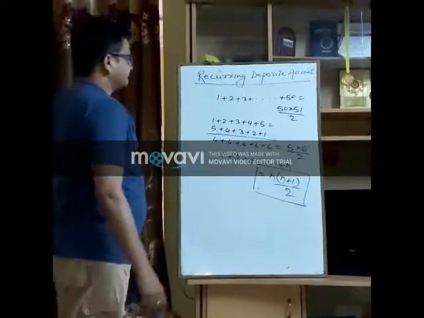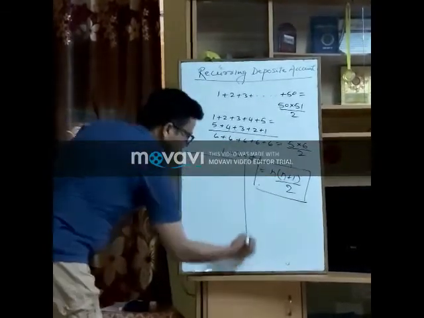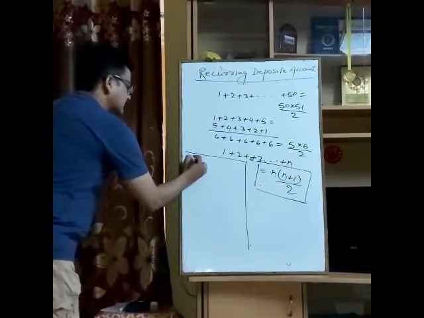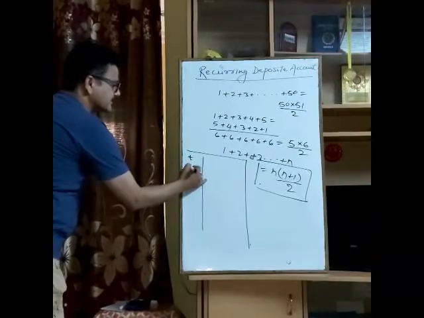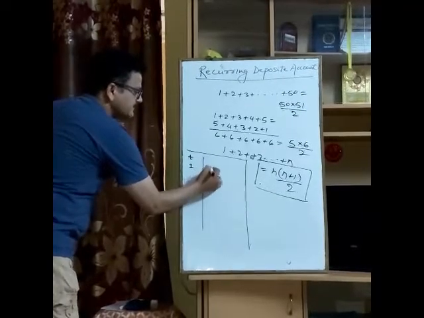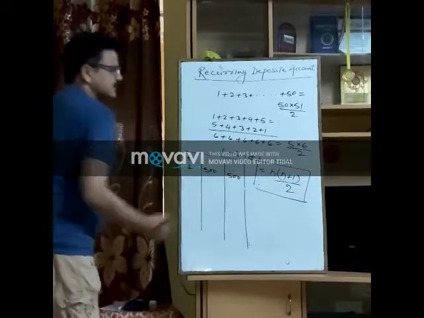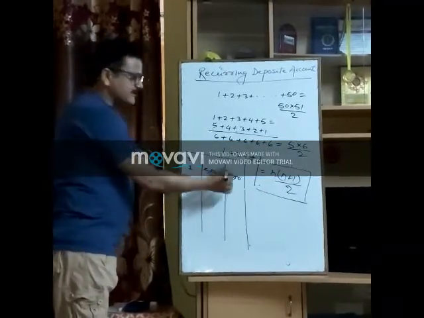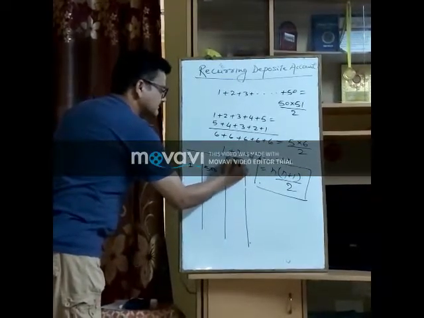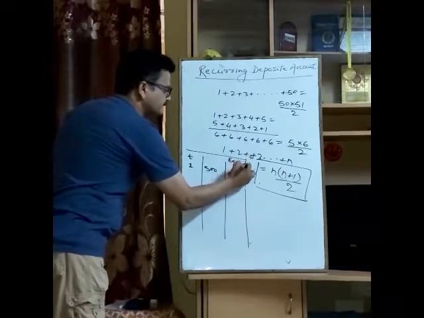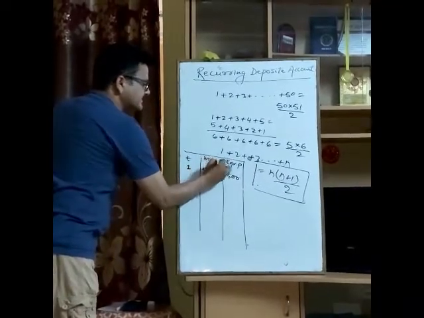Second part, what is recurring deposit account? Suppose first month you are depositing 500 rupees, then interest will be given on rupees 500. This money is called equivalent principal. This is the monthly installment.